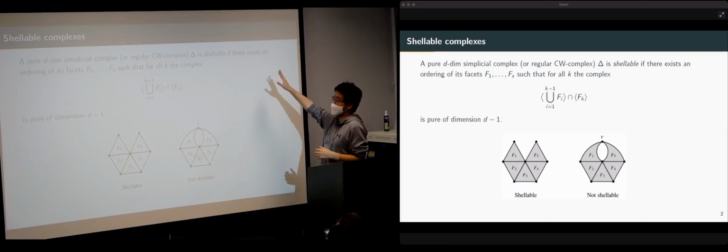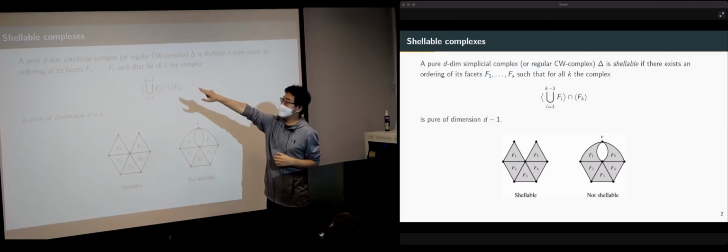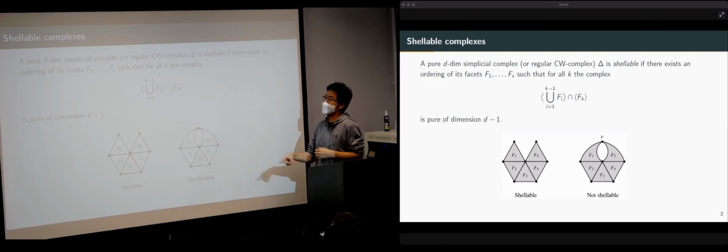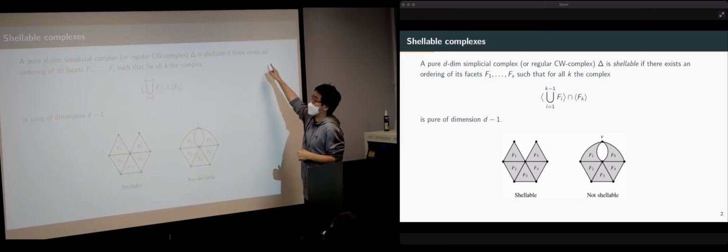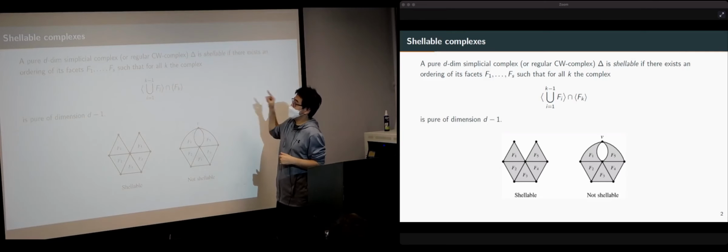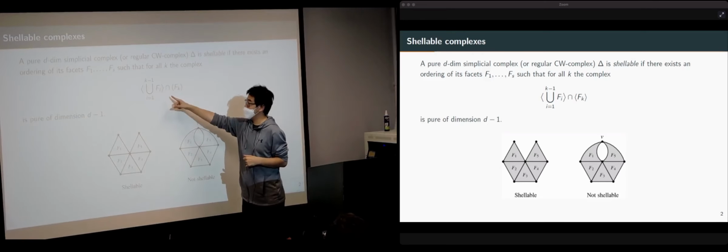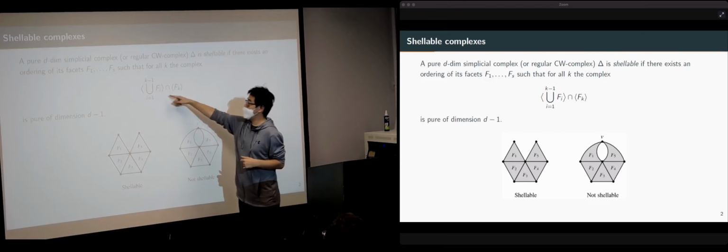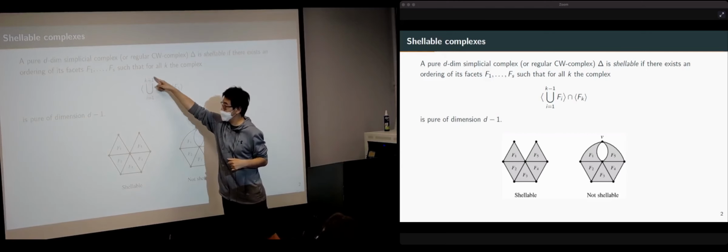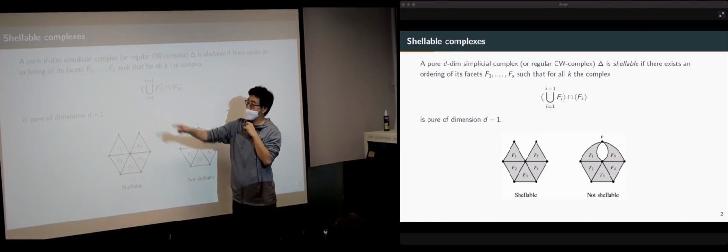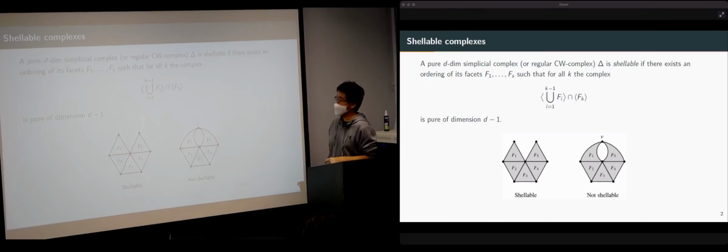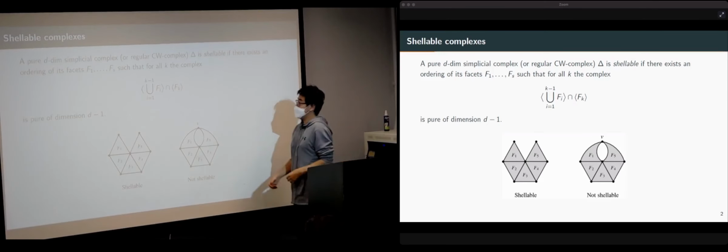And here's the formal definition. Given a pure d-dimensional simplicial complex, so again, the facets are going to be size d plus 1 sets, we say that the complex is shellable if there exists an ordering of the facets such that this nice intersection condition holds. Whenever you attach a new facet to the previous chunk, the intersection has to look nice, namely pure of dimension d minus 1. So let's look at an example.